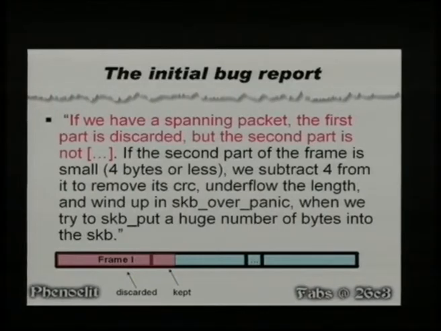If we have a spanning packet, so one that goes across multiple buffers, the first part is discarded, but the second part is not. That one's kept. Okay. So now what happens is that if that second part is smaller or equal to 4 in length, we will then subtract 4 to remove the CRC checksum and actually cause an integer underflow. Then we get a bug.